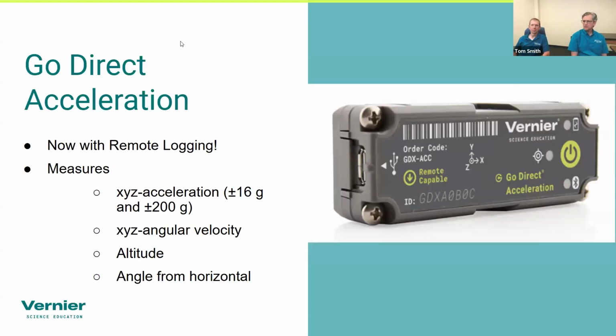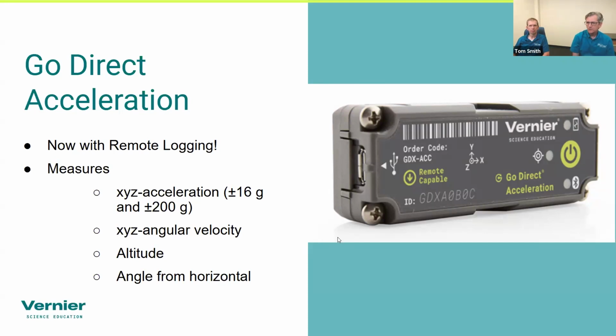So let's talk a little bit about the GoDirect acceleration sensor. The latest version is remote capable. You'll notice this symbol right here. It indicates whether a sensor is able to store data when it's disconnected from Graphical Analysis. We'll demonstrate that here shortly, just to give you an idea of how it works.